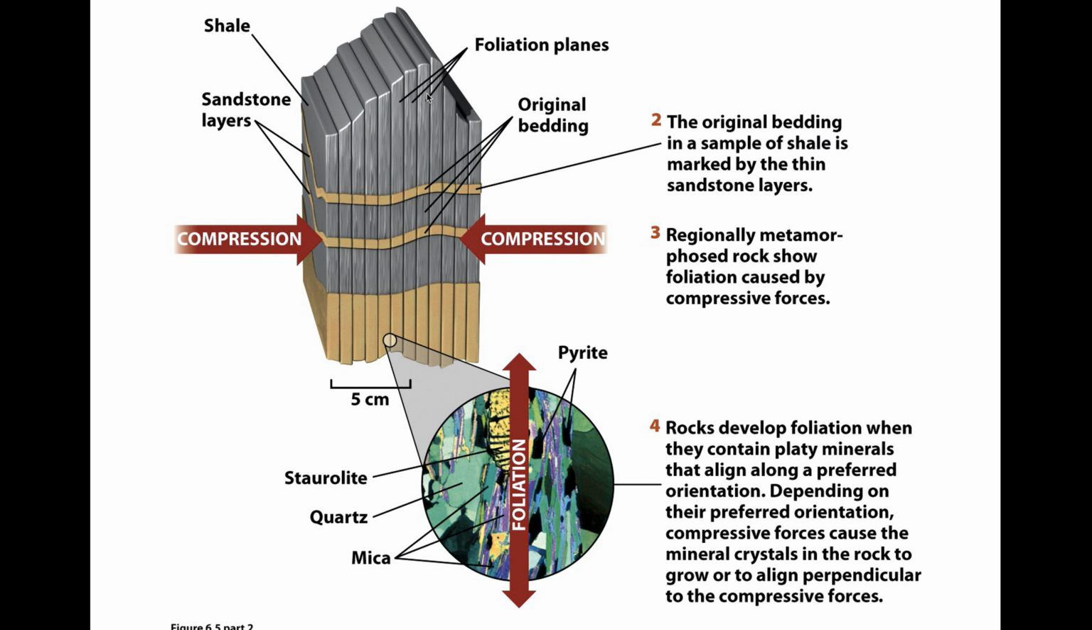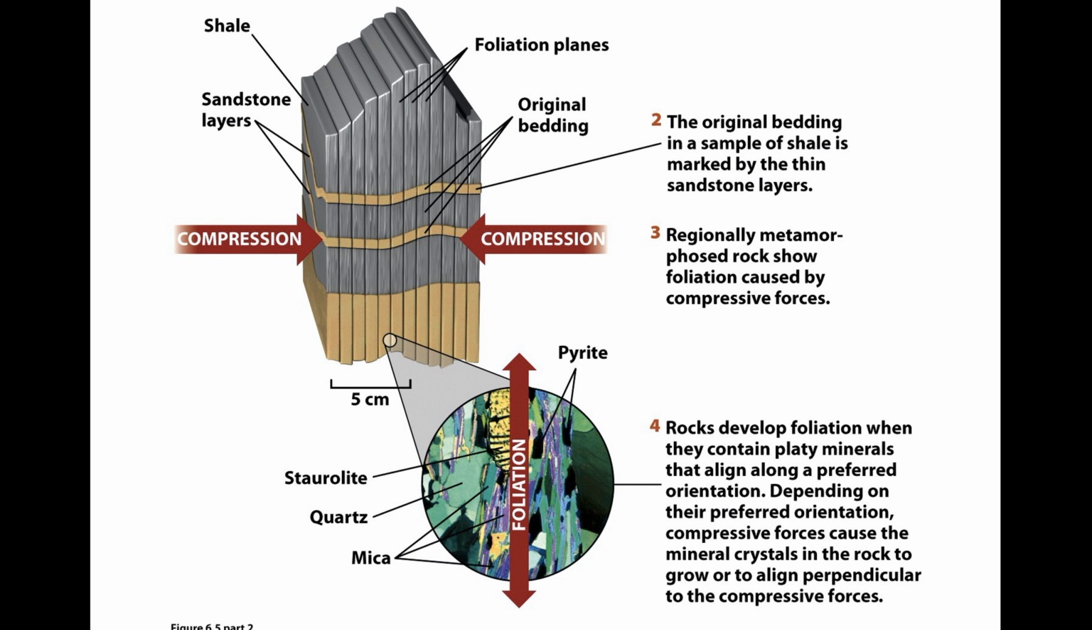In number 2, the author has written that the original bedding in a sample of shale is marked by a thin sandstone layer, and that you can see here, that is this brownish sandstone layer. The regionally metamorphosed rock shows foliation caused by the compressive force. If we are talking about compressive forces, then we are talking about a regional metamorphic event, because you need something which can produce the compressive forces. And that is what you can observe in the outcrop.